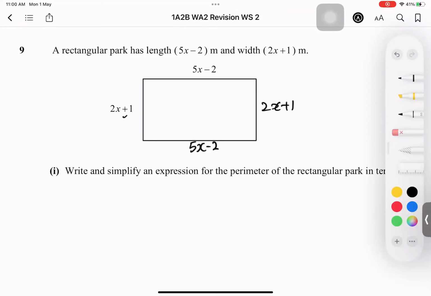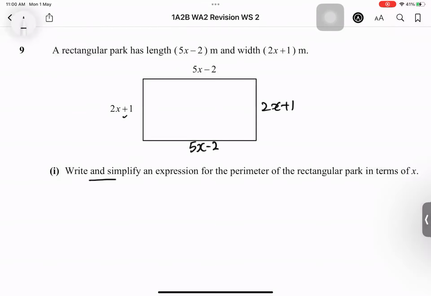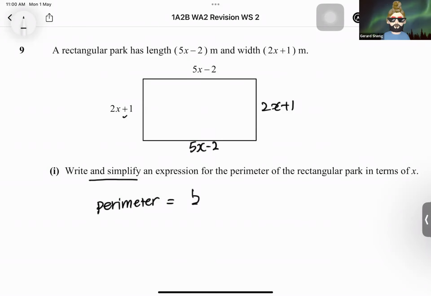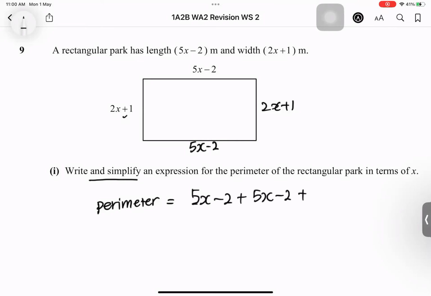Next thing, write down and simplify an expression for the perimeter. How are we going to find perimeter? Anyone? Perimeter means what? Everything, all the sides add up together. So what do we get? 5x minus 2 plus 5x minus 2 plus 2x plus 1 plus 2x plus 1. So we add up all the four sides.